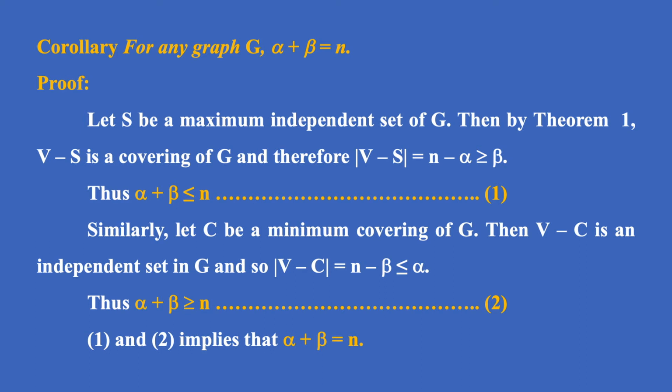Similarly, let C be a minimum covering of G. Then, V difference C is an independent set in G, and so the cardinality of V difference C is equal to n minus beta, which is less than or equal to alpha. Thus, we have alpha plus beta is greater than or equal to n. Consider this inequality as 2. So, from 1 and 2 we can say alpha plus beta is equal to n.